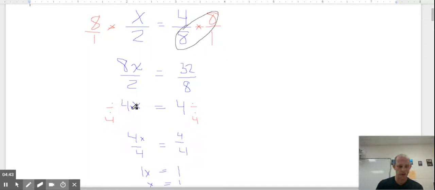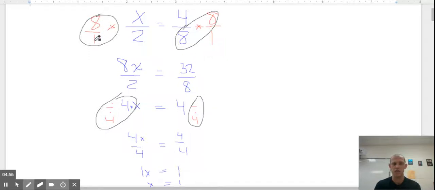Then we see a multiply by 4 down here, so we do the opposite and we divide by 4. And what we do to one side, we do to both sides. So we see another divide by 4 here, and because we multiplied by 8, we have another multiply by 8 over here. So we're just getting rid of things. We're undoing things.